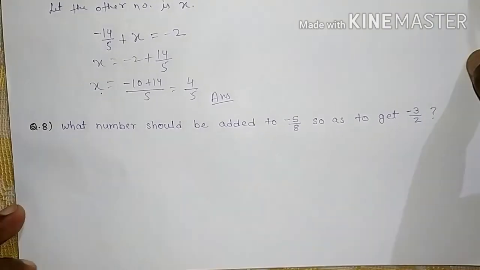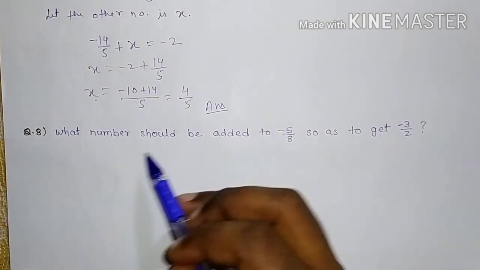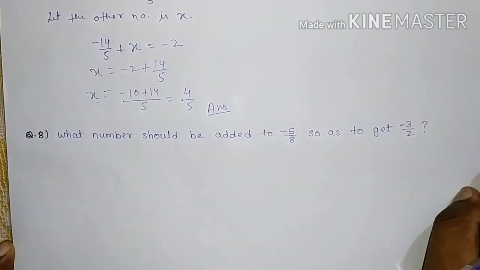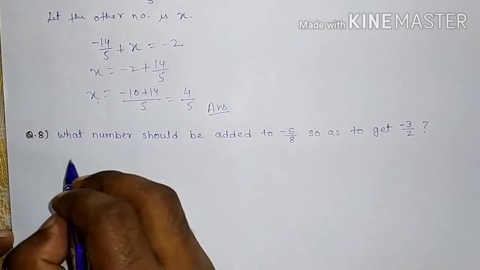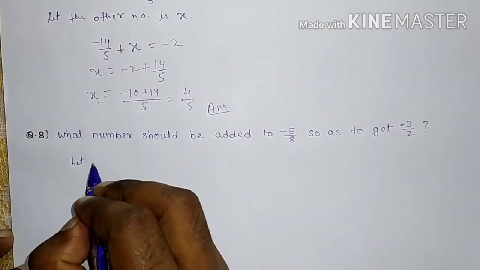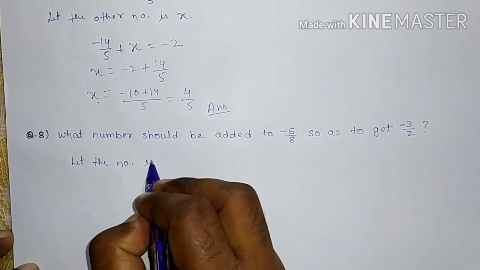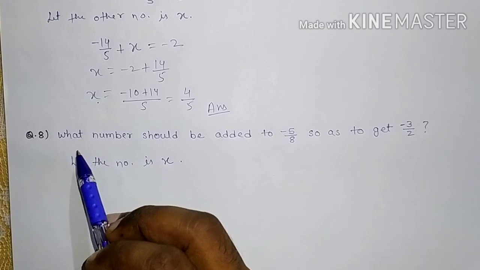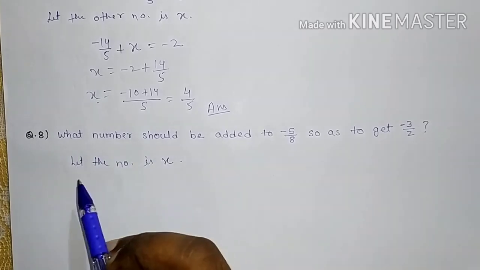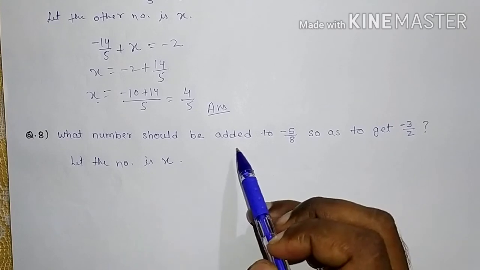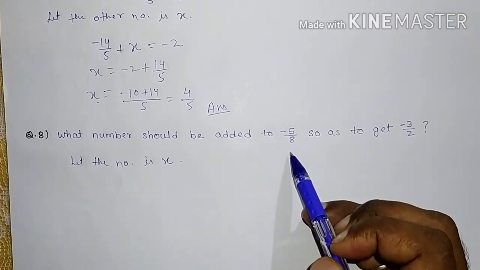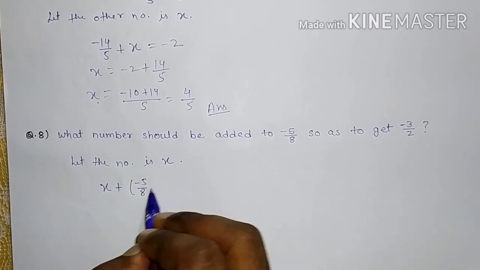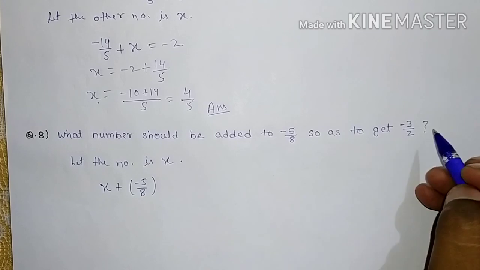Now the next question, question number 8. What number should be added to minus 5 by 8 so as to get minus 3 by 2? Now let's suppose the number is x. The question says what number should be added. Here I let the number be x, which is added to minus 5 by 8. So x plus minus 5 by 8 so as to get minus 3 by 2.